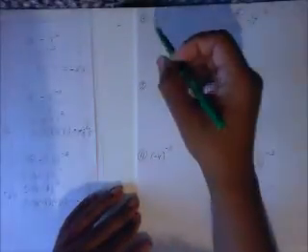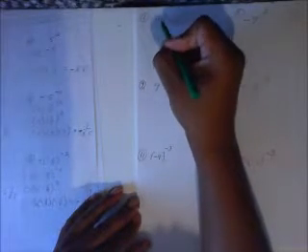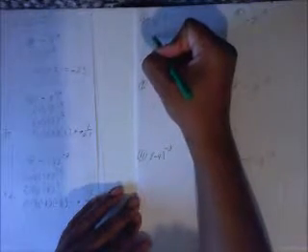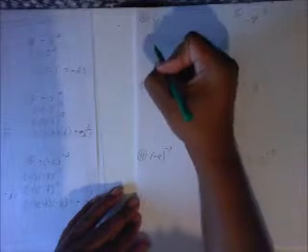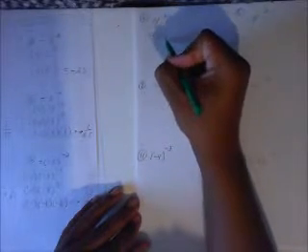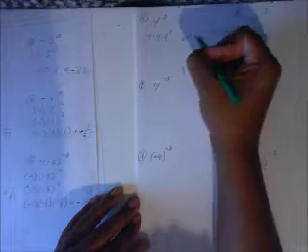Okay. All right. So once again, what we have here is a 4 to the third power, so we're going to use expansion. So this becomes 4 times 4 times 4. And 4 times 4 is 16, and 16 times 4 is 64.